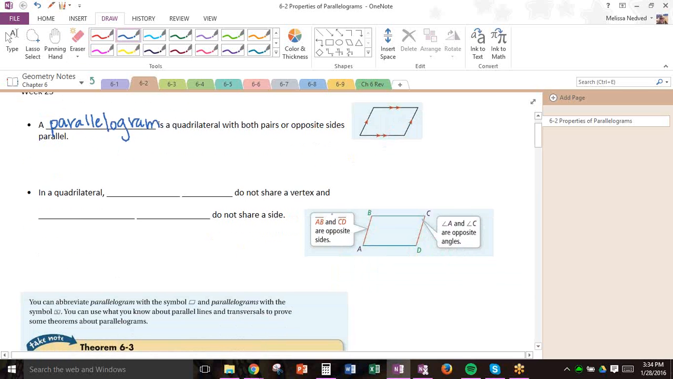And any quadrilateral, this is true not just for parallelograms, but in any quadrilateral, opposite sides do not share a vertex, and opposite angles do not share a side.